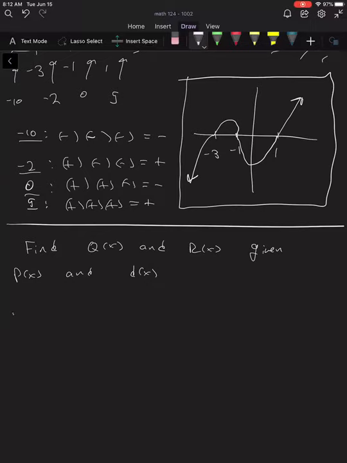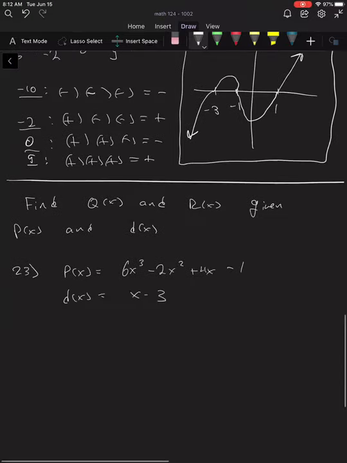Let's do 23. So 23 is giving us that P of x is equal to 6x cubed minus 2x squared plus 4x minus 1. And then D of x is equal to x minus 3.